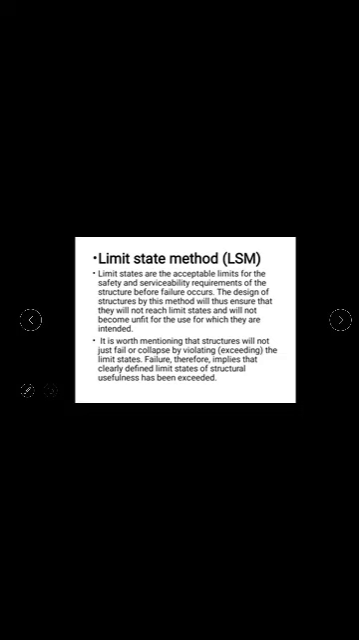Now moving on to the next method, which is the limit state method. The limit state method has originated from ultimate or plastic design. So the other synonym for this method is plastic design. The object of design is based on the limit state concept. It is a probabilistic method.